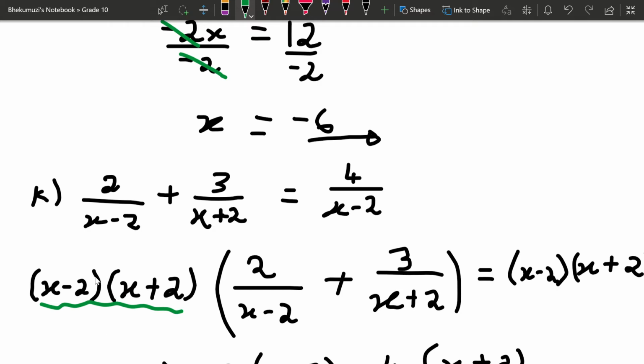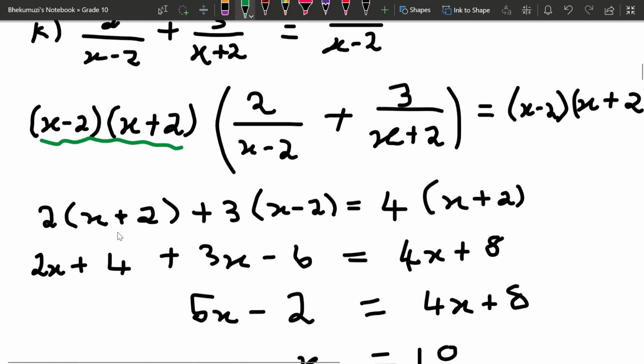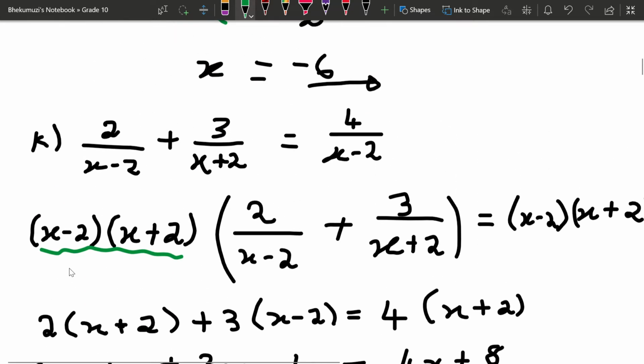And another way of thinking of this, if you don't remember what a lowest common denominator is, you should rather think of it as: what are the two factors that I can put together and multiply across everything that will simplify it in such a way that it becomes linear, right? That it will get rid of the denominators. So here it's (x minus 2)(x plus 2).